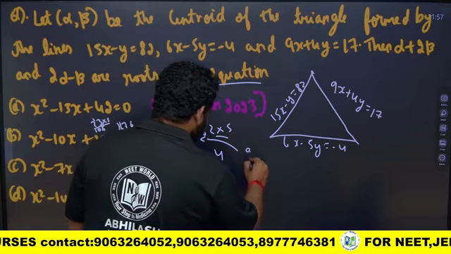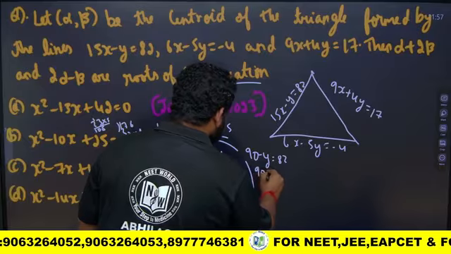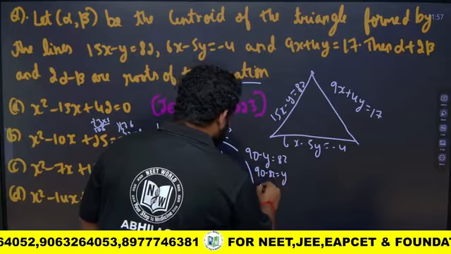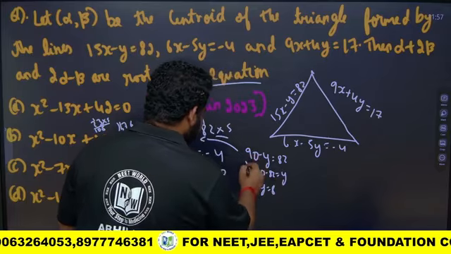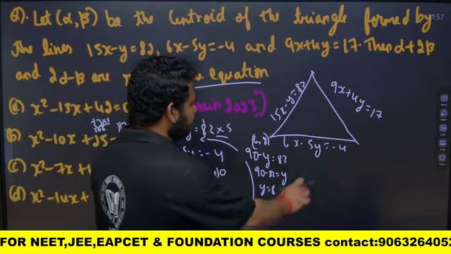I'll get minus y is equal to 82. So 90 minus 82 is equal to y. So y is equal to 8. So the coordinates of this point will be 6, 8, friends, after solving this. Now let me solve this and this one.